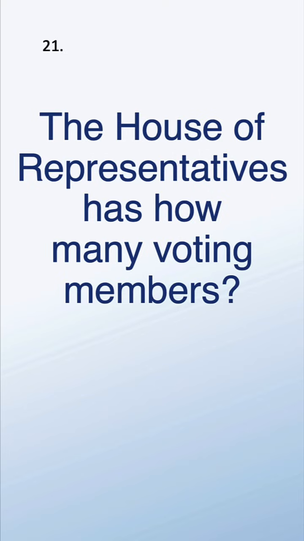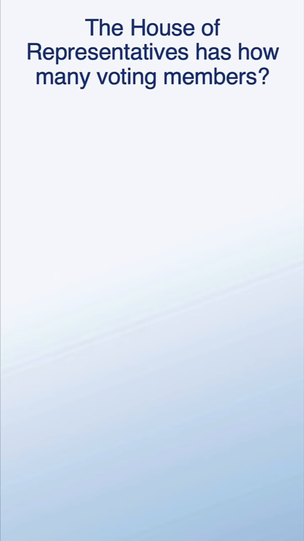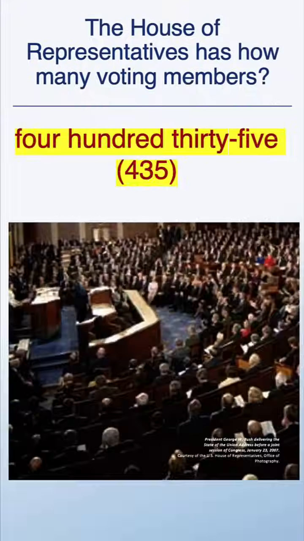The House of Representatives has how many voting members? The House has 435. 435 voting members in the House of Representatives.